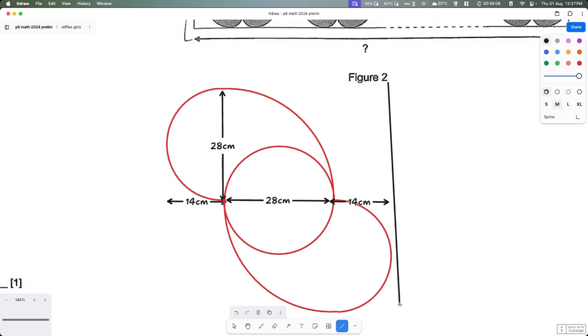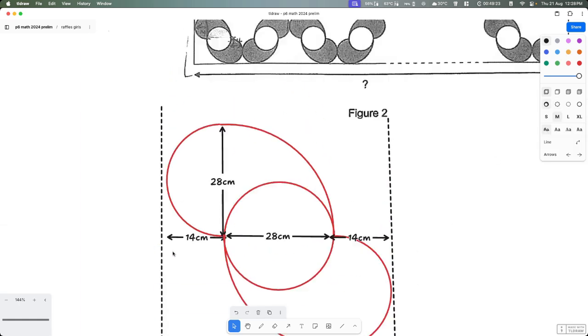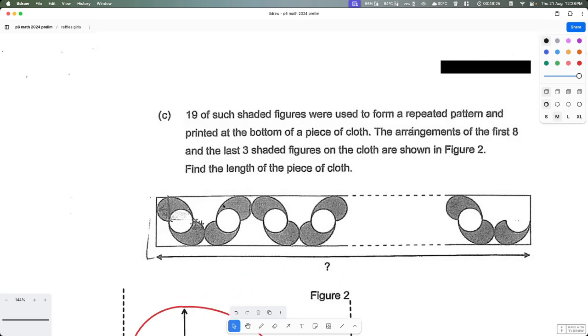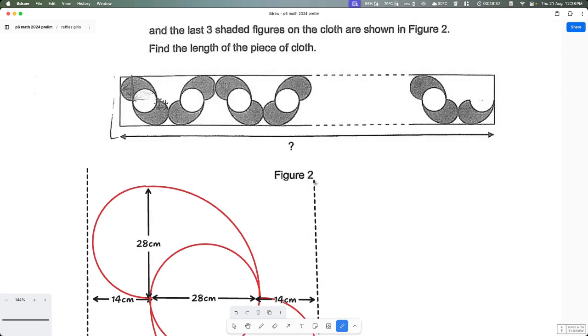So this whole thing over here is a total of, let me just put here. So we will get this total first, right? We'll calculate it later. But for now, at least we know the length of one of these. Okay, so she says here 19 of such shaded figures were used to form a repeated pattern. The arrangement of the first 8 and the last 3 is at this one. Find the length of the piece of cloth.